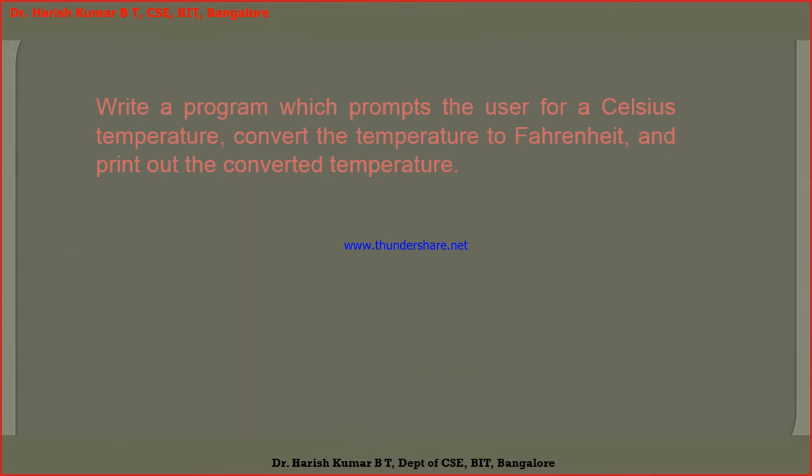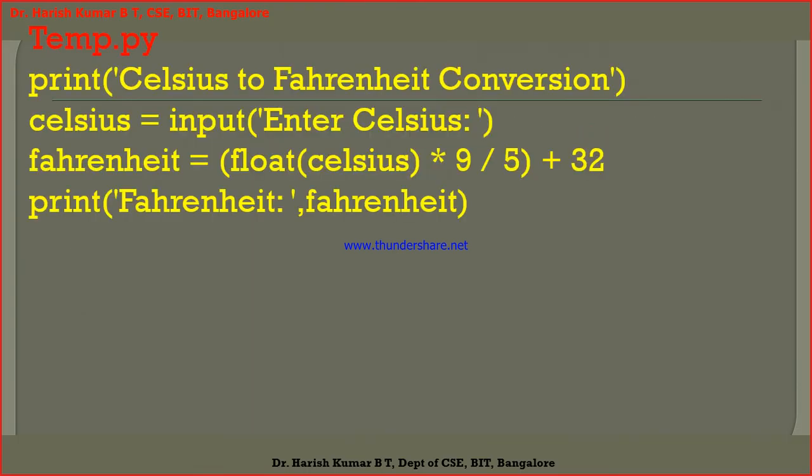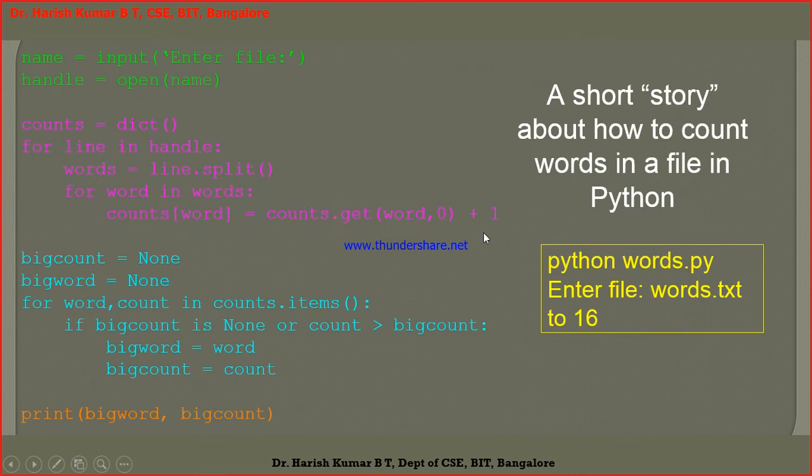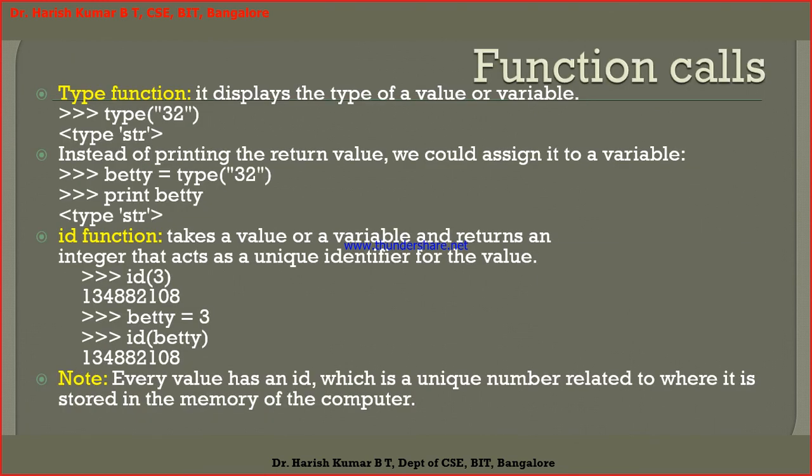Let us see now the formula. I think it's correct. So I'm just doing Celsius to Fahrenheit conversion, reading the Celsius. This is what the formula is. After the Celsius is read, I'm converting to float, then this is the formula, and then we are printing it. I need not execute it because I've already told you this. Let me skip. Next, function calls.